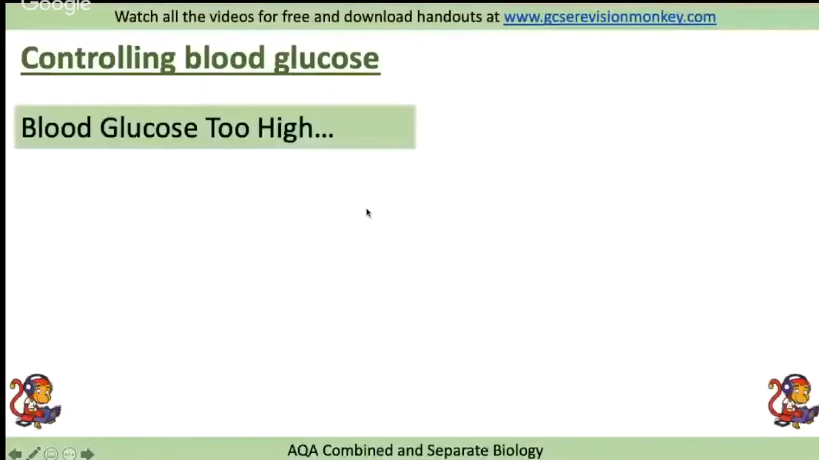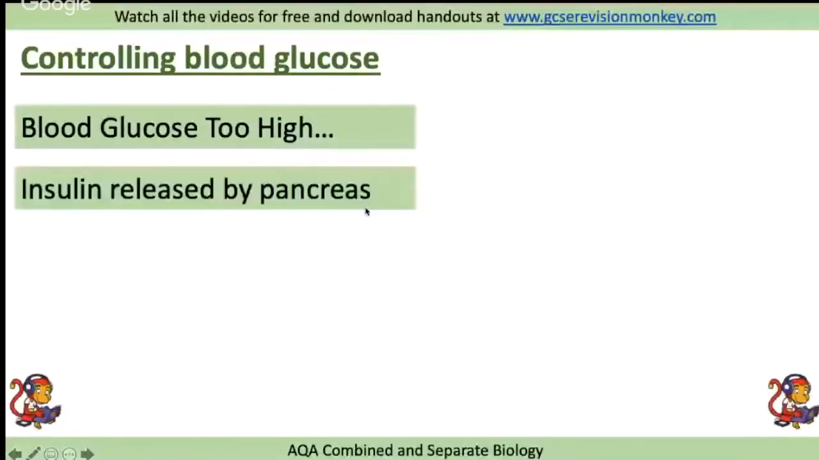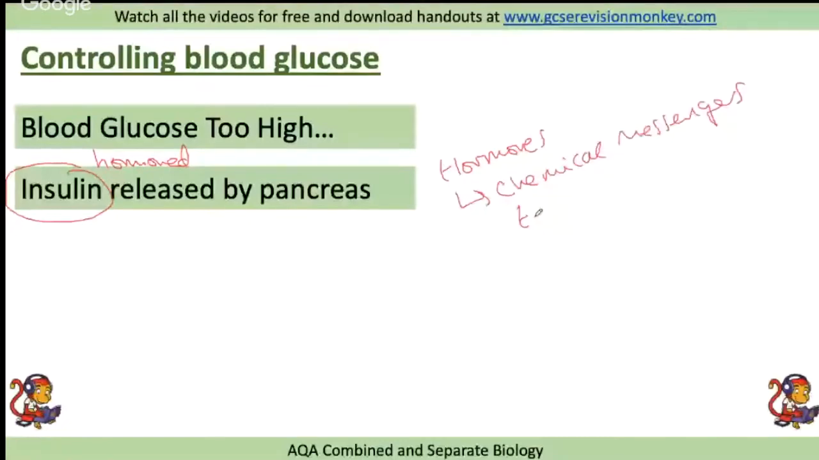So if your blood glucose is too high, insulin is released by the pancreas. Okay, so insulin is the hormone. It's released by the pancreas into the blood. All hormones are chemical messages or chemical messengers. They're carrying the message. So chemical messengers that travel in the blood. So they're dissolved in the blood plasma, and that's how they travel around.